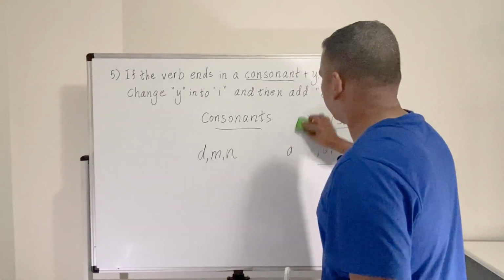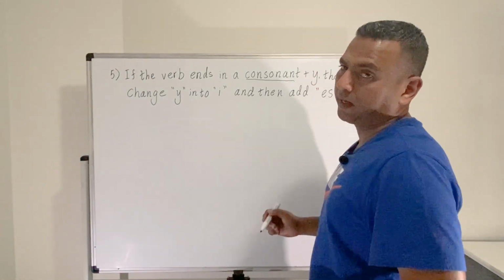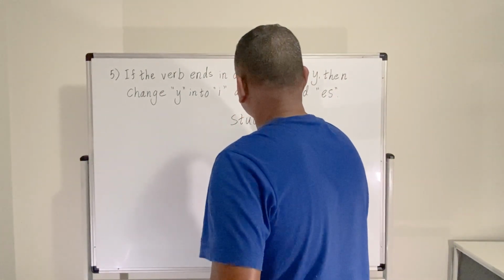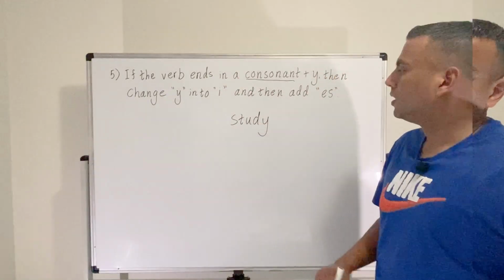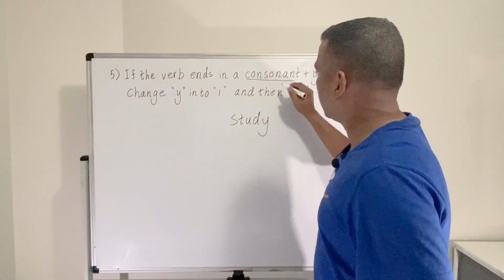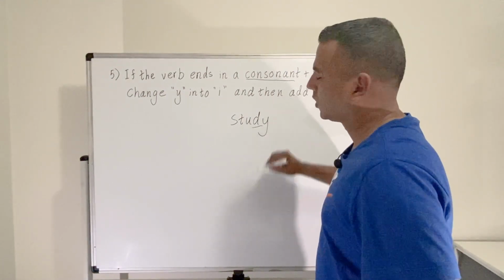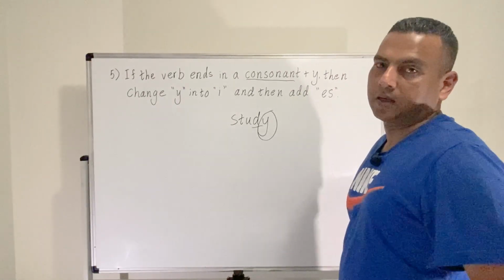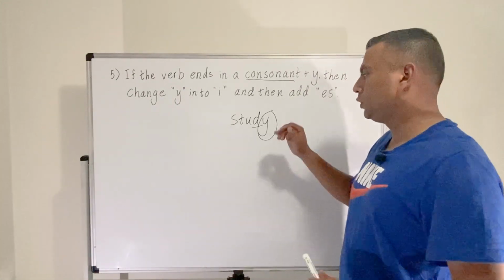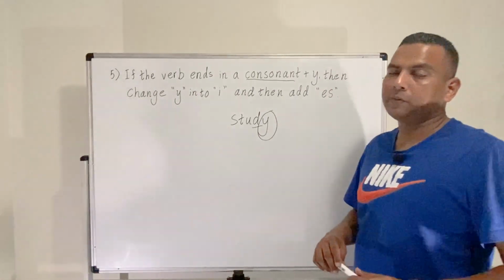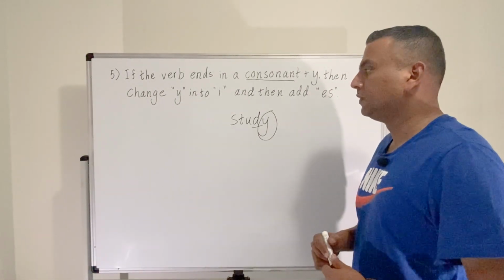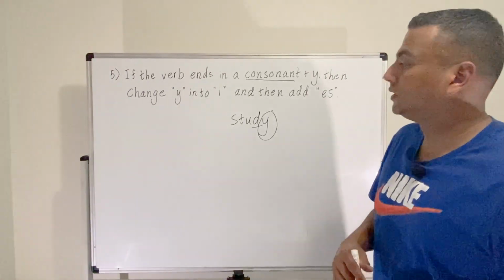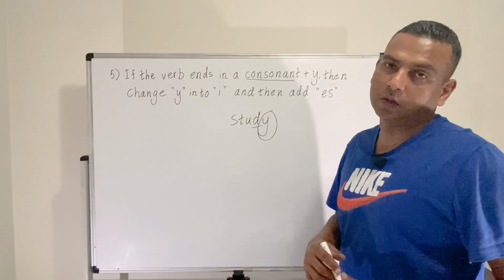Okay, so let's look at an example. For example, if you take the word study. So when you say the word study, as you can see here, D is a consonant. Okay, and then we have letter Y at the end. So if we are to use this word in a simple present sentence where we have he, she, it, or a singular noun as the subject, let's see how we use this word.